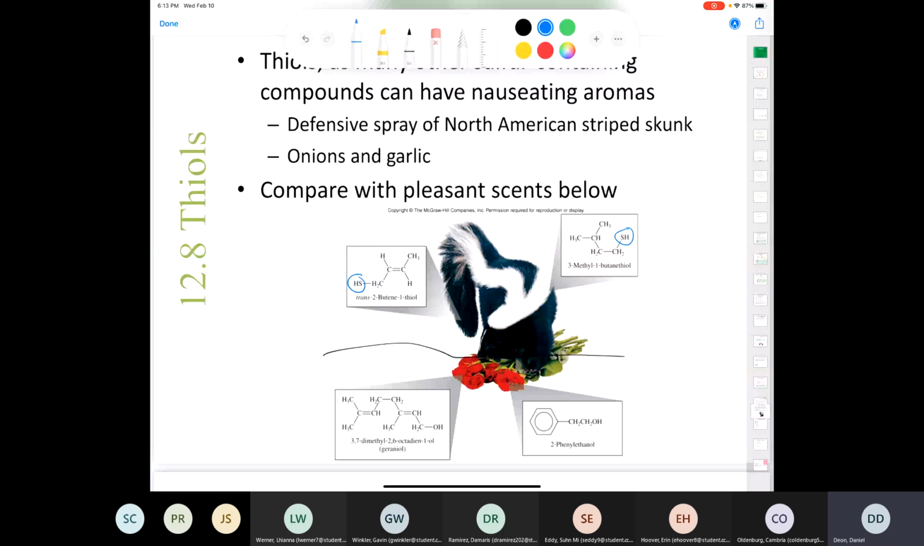However, in the roses, you can see that we have alcohols, right? We have an alcohol here and an alcohol here. So good smell. So we'll say good odor, right? And then on the top, we'll say offensive odor. Anyhow, something to think about there.